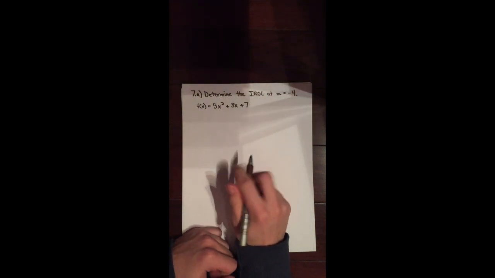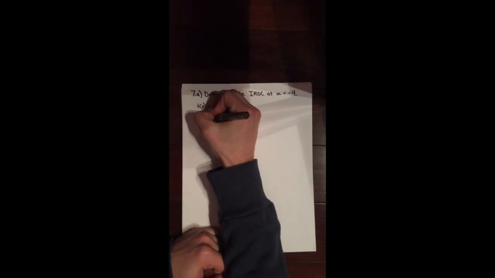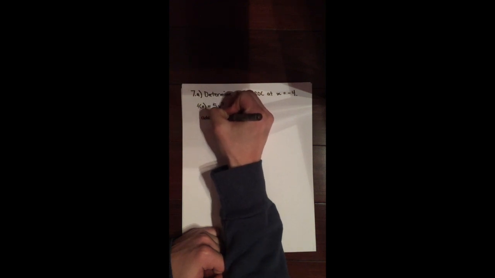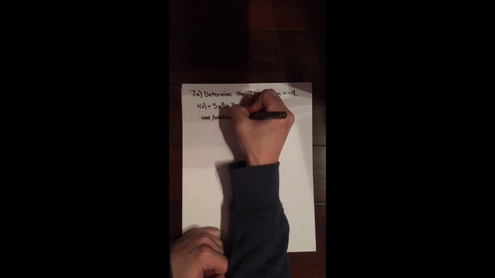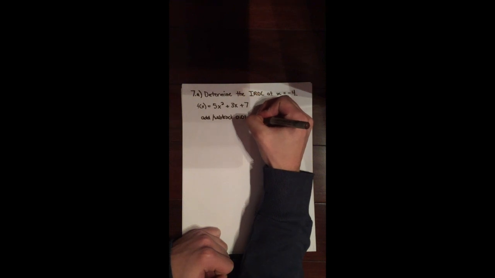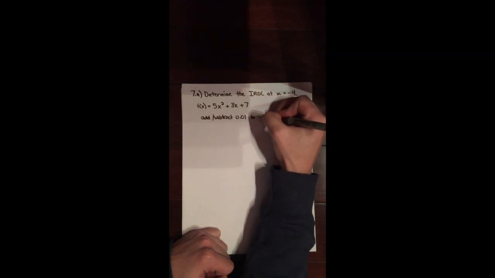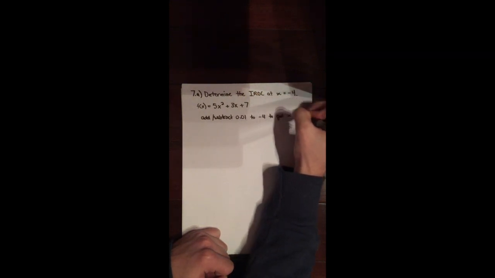Part A, the question states, determine the IROC at x equals negative 4. So following the steps shown before, we're going to start with adding and subtracting 0.01 to negative 4 to get our x values, as stated in step 1 previously.